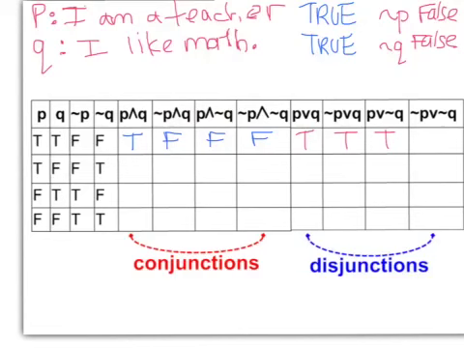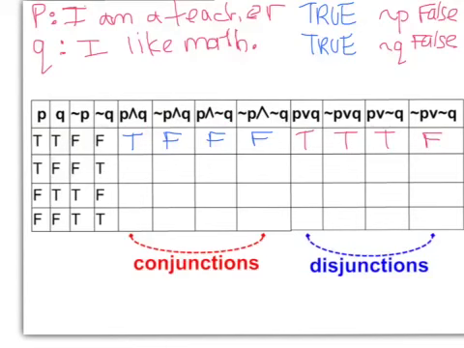And then I am not a teacher, or I do not like math. Well, neither one of those options are true, so that disjunction is false. So you can see that when you have two things that are true, that means that the conjunction of them will be true. If you have a true and a false, the conjunction of them has to be false, because when you use the word and, it means both simple statements have to be true. And obviously, the conjunction of two false statements has to be false.